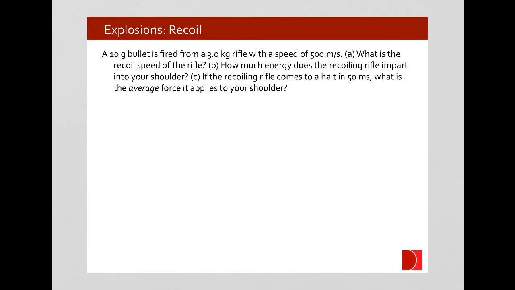So what we want to set up here is that the initial momentum is equal to the final momentum, since the rifle and bullet are a system together, and thus there's no net external forces. Initially, the bullet is not moving, and the rifle is not moving, and so initially the momentum is equal to 0.